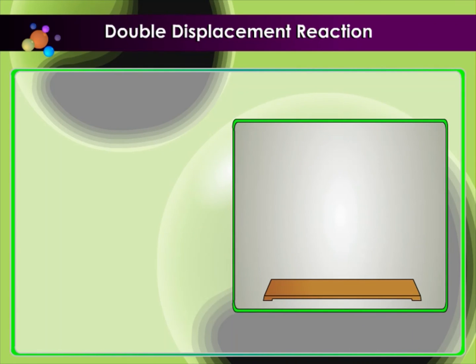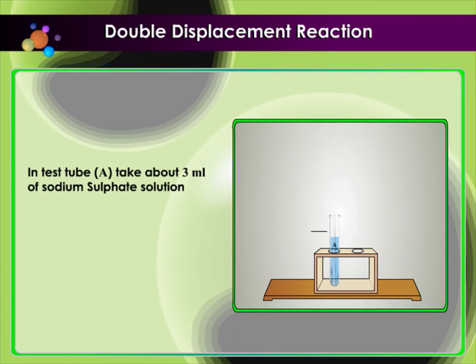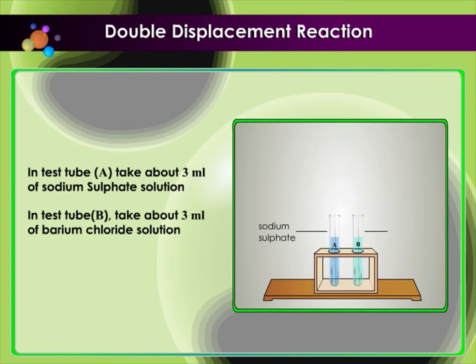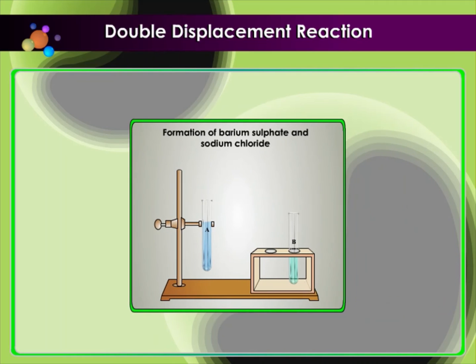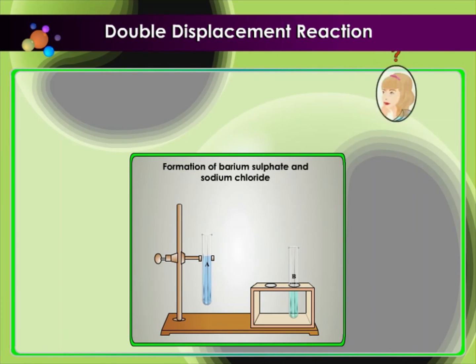Let's perform a small experiment to know about double displacement reaction. Take about 3 ml of sodium sulfate solution in a test tube. In another test tube, take about 3 ml of barium chloride solution and mix the 2 solutions. What do you observe?